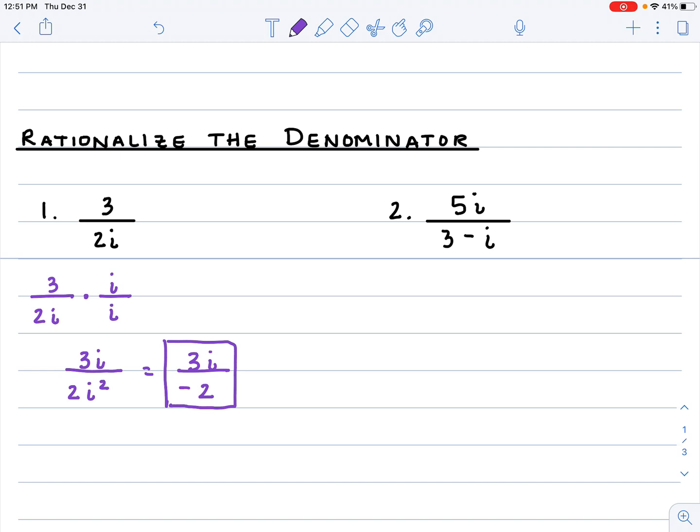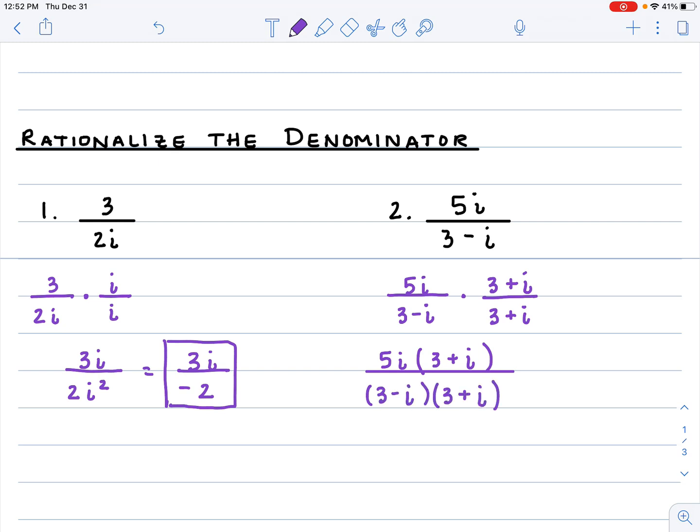Number 2 is going to take us a little bit more work because unlike number 1, number 2 has some operations in the bottom. So we've got 5i divided by 3 minus i. So what we do is we have to multiply by 3 minus i's conjugate. The conjugate here would be 3 plus i. So on top, I would be doing 5i times 3 plus i, over, on the bottom, I would do 3 minus i times 3 plus i.